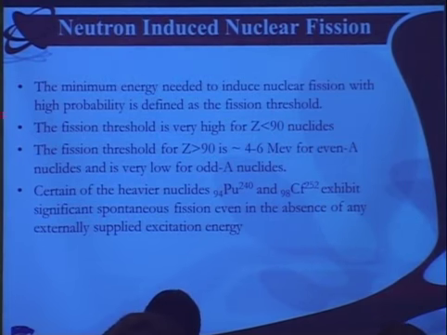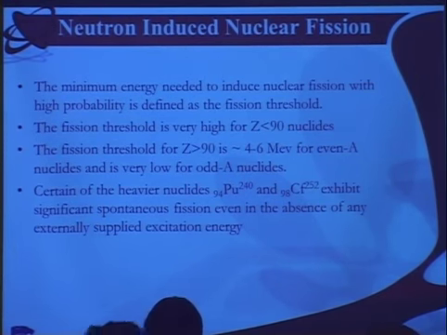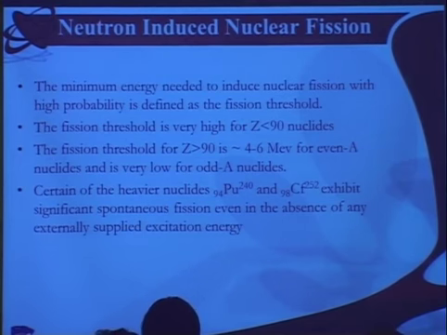Let's move on and give you some hints about the stability. The minimum energy needed to induce a nuclear fission is called threshold energy. So you have to give this energy to the nucleus in order to induce the fission, and this is the threshold energy. The threshold energy is very high if the number of protons is less than 90.